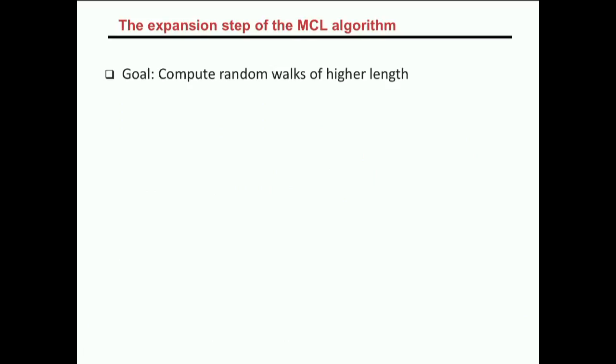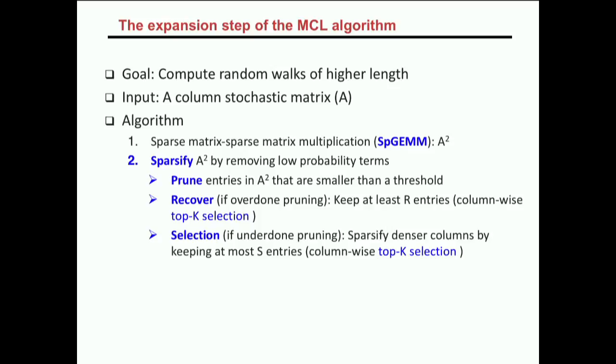Okay, expansion is a random walk. You keep squaring, so that's kind of expensive. After each squaring, you sparsify the graph, and I explained how you do that. You prune entries that are smaller than a threshold, or you say that you only keep the k largest ones for each column.